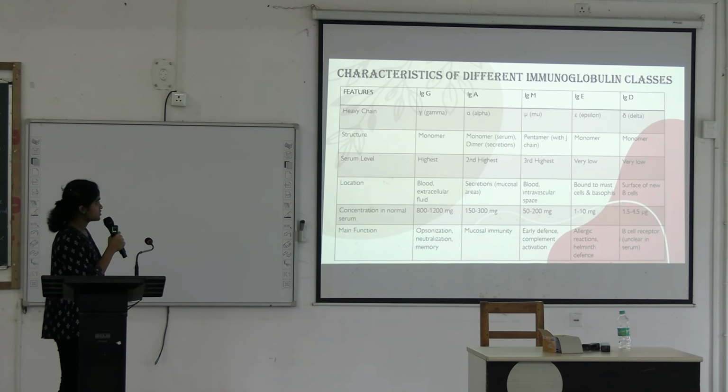Serum level: IgG has the maximum level in serum, followed by IgA, IgM, and IgD and IgE. Location: IgG is found in blood and extracellular fluid. IgA is secreted from the mucosa. IgM is found in blood and intravascular space. IgE is bound to mast cells and basophils, and IgD is found on the surface of B cells.